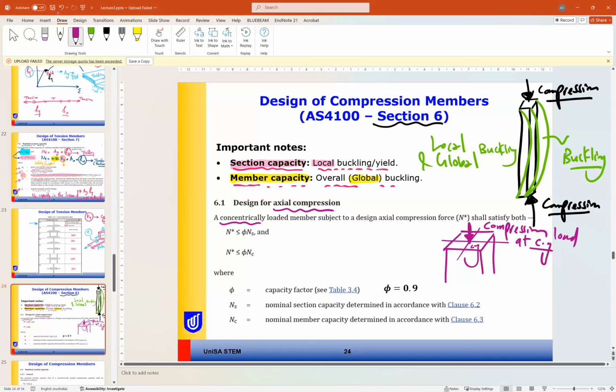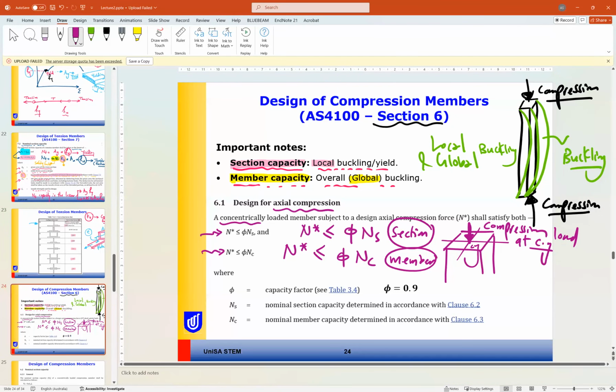Subject to axial compression, we should satisfy the following formulas. N* should be less than or equal to φNs, where Ns means section capacity. And the second one, N* should be less than or equal to φNc, Nc for member capacity, where φ again is 0.9, Ns the nominal section capacity, and Nc the nominal member capacity.